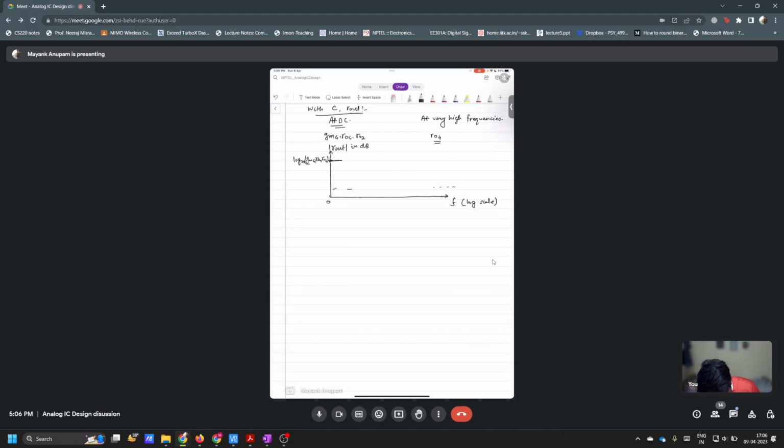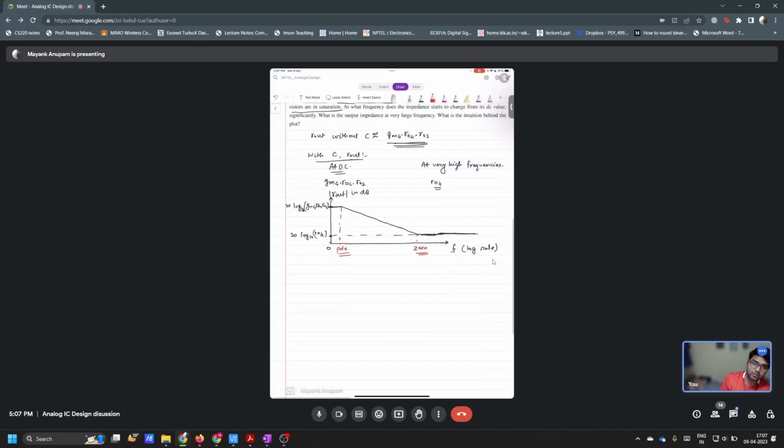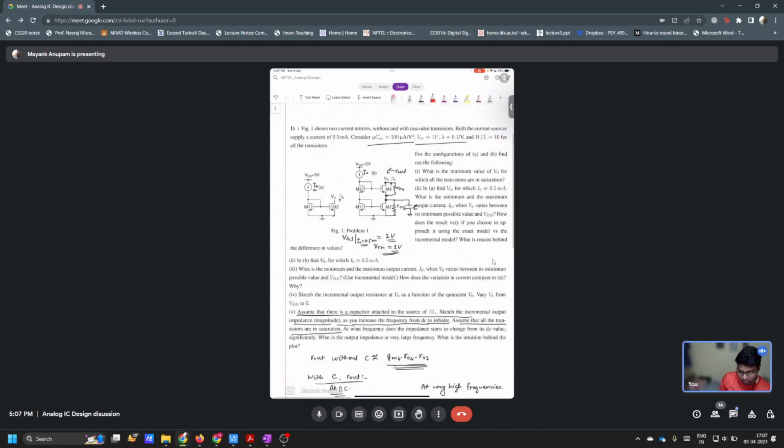Now at very high frequencies, what is the value of this? This is 20 log RO4, right? This is at very high frequencies. So somewhere it should start decreasing, and then after some frequency this will become RO4, right? So clearly you have a pole here, isn't it? And this is a zero, right? Yes, sir. Now tell me, what are the pole and zero frequencies here?